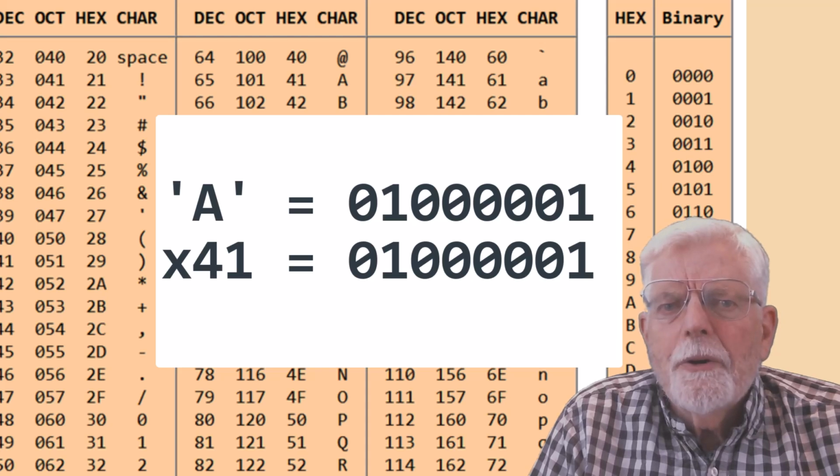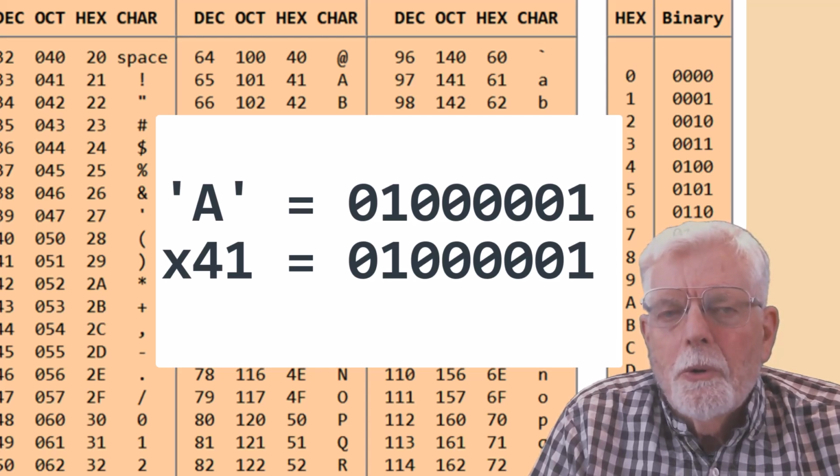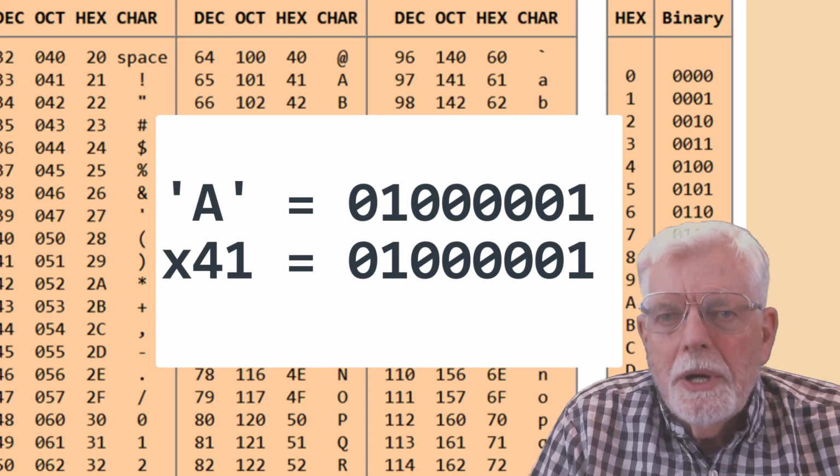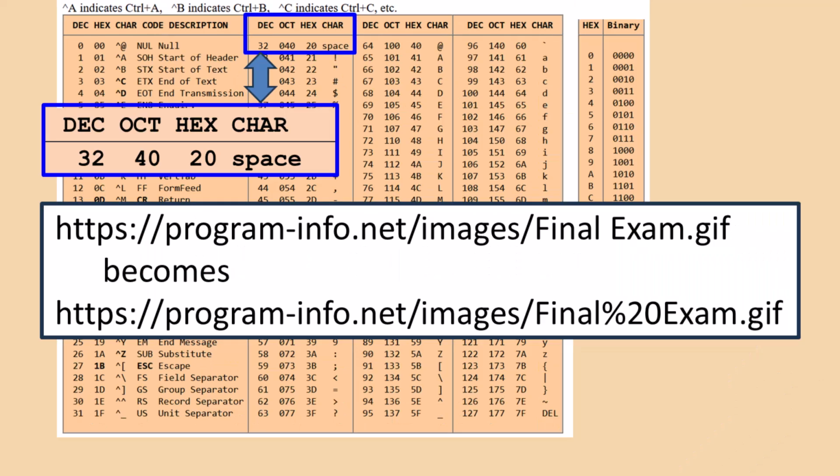If we define a variable as a character, char result equals 'A', the 01000001 in memory would be treated as a letter A. If we define the variable as an integer, the int result would be 65. The exact same bit pattern would be saved in memory, but would be treated by the software as a numeric value of 65. The use of hexadecimal to represent bit patterns that represent characters is very common.